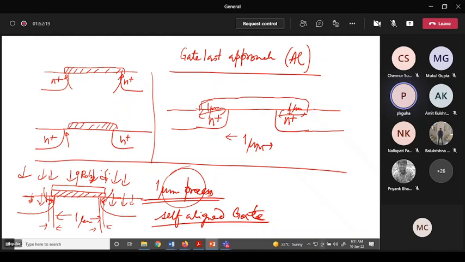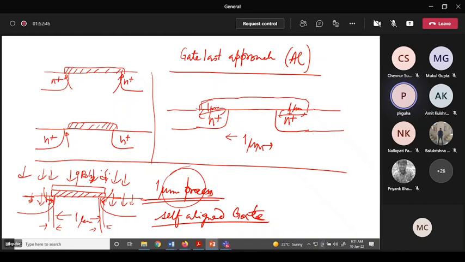So as you see, for reducing the device dimension, the gate last approach is not good. So people moved to polysilicon. So basically the temperature is an issue. Polysilicon can sustain high temperature, and using polysilicon we can have a self-aligned gate, that is gate first, which will help us in reducing the overall dimension of the device.